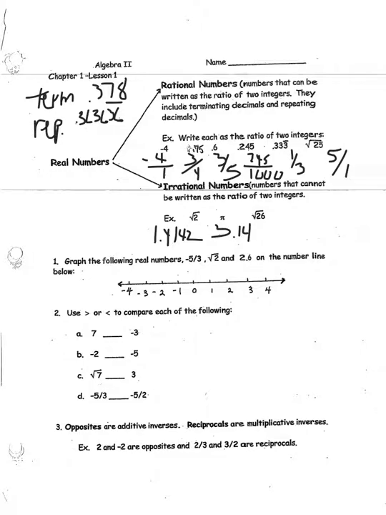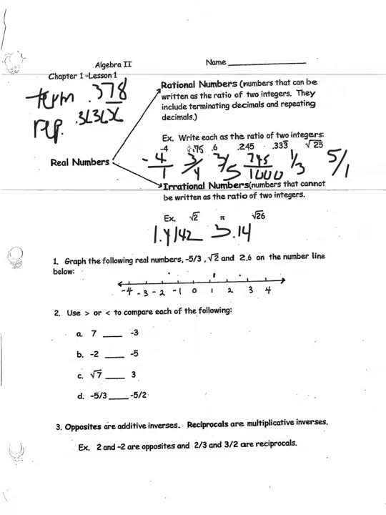two integers. If we look below this, we have graph the following real numbers: -5/3, the square root of 2, and 2.6 on the number line below. -5/3 as a mixed fraction would be -1 and 2/3. So that would fall between -1 and -2. The square root of 2 is approximately 1.4, as we saw above, so we would be a little more than 1 there on our number line. And 2.6 would be between 2 and 3.